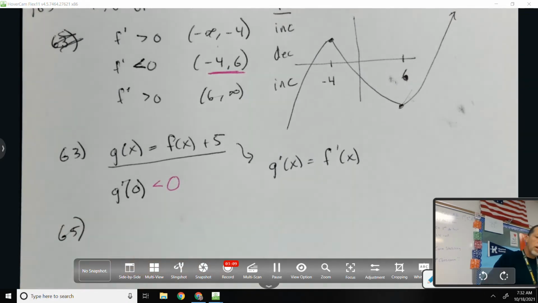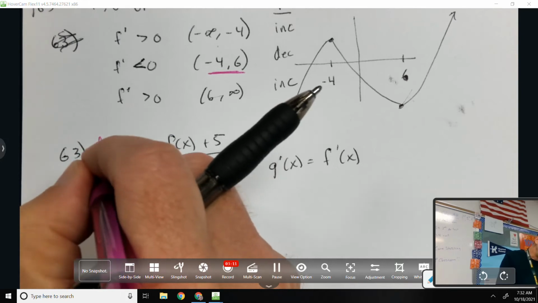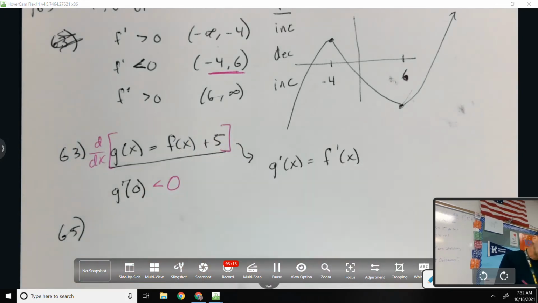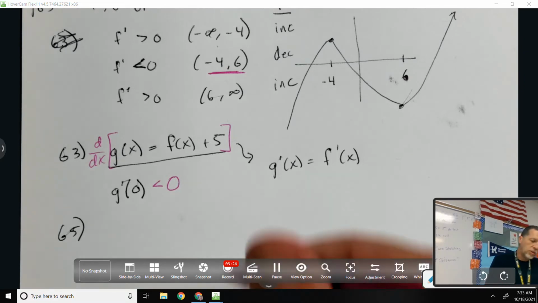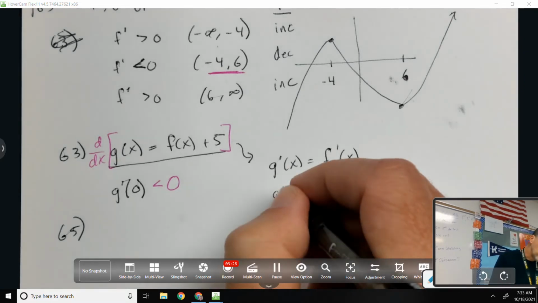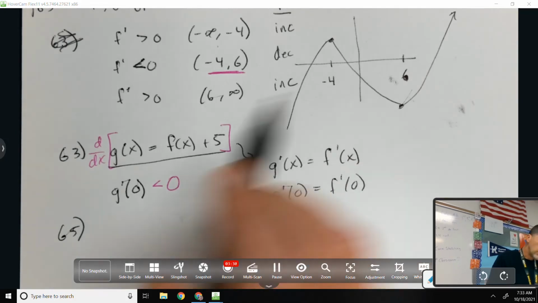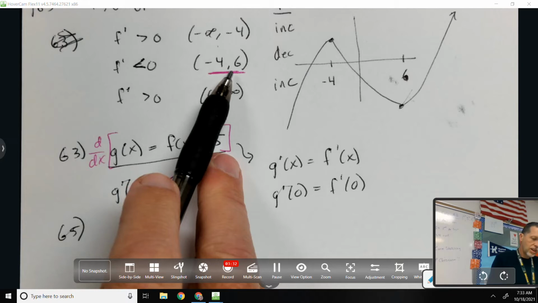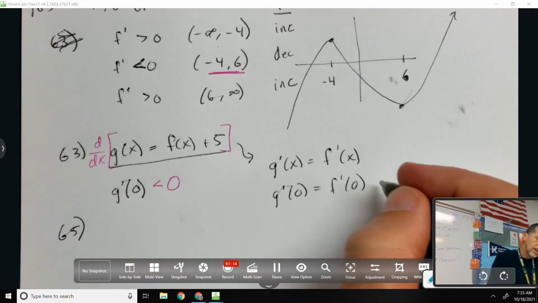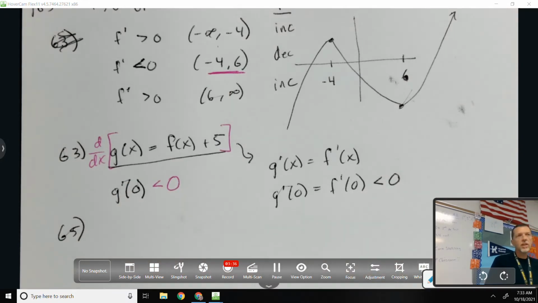What I did was I took a derivative of both sides of this equation. And that told me that g prime was equal to f prime, because the derivative of 5 went away. So if g prime is equal to f prime, then g prime of 0 is equal to f prime of 0, which I already know is less than 0, is negative.